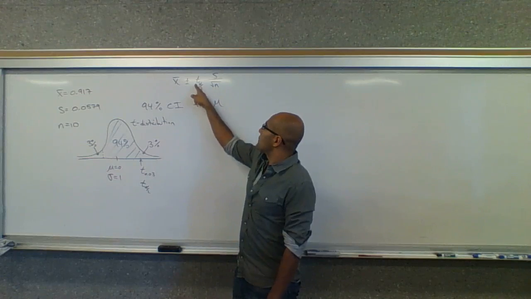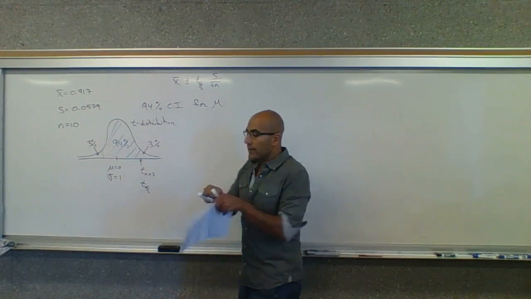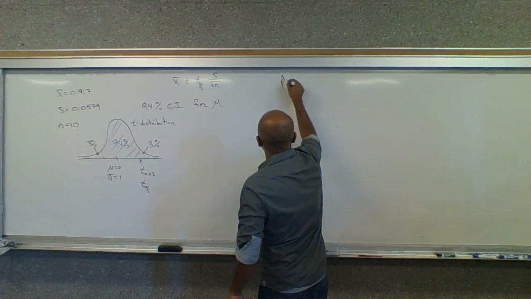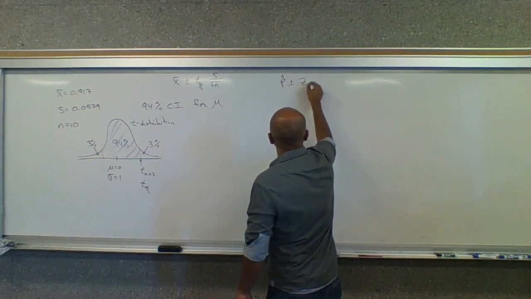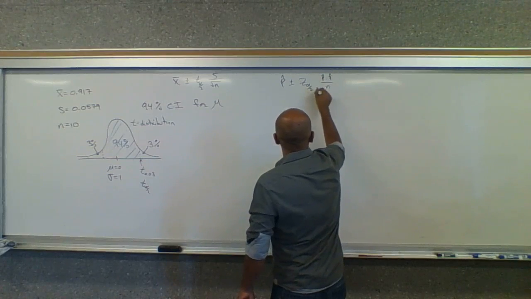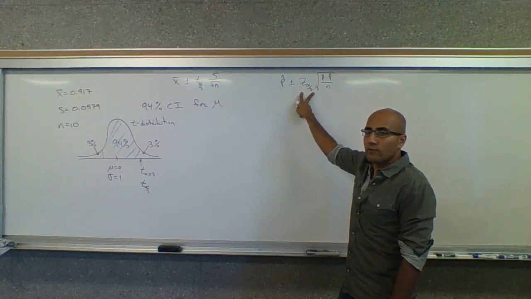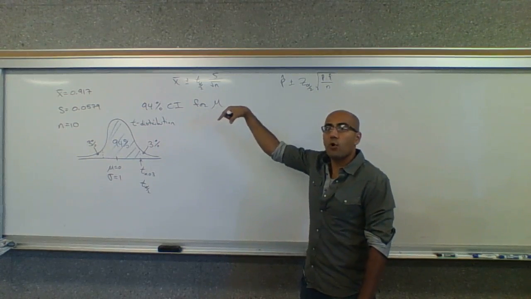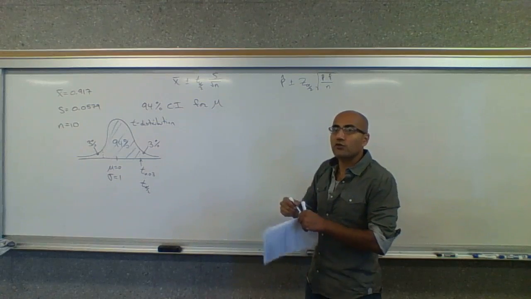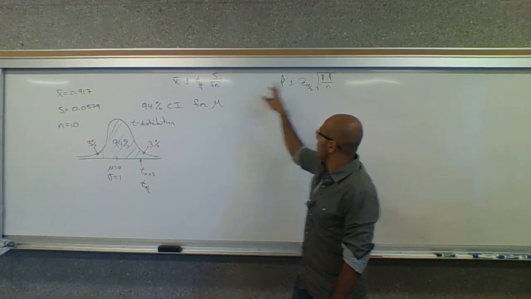Just like in the one we did a minute ago, we were working with p hat plus or minus z sub alpha over 2 times the square root of p hat q hat over n. This was referring to the standard normal distribution, right? We went over and found how many multiples of the standard deviation you have to go to trap the percentage that you're looking for in your confidence interval. Well, this one is referring to the standard t distribution.